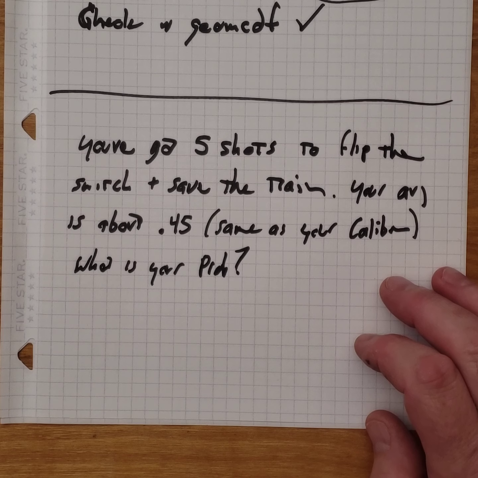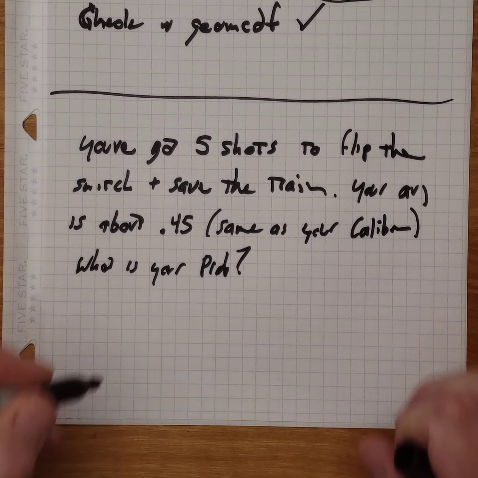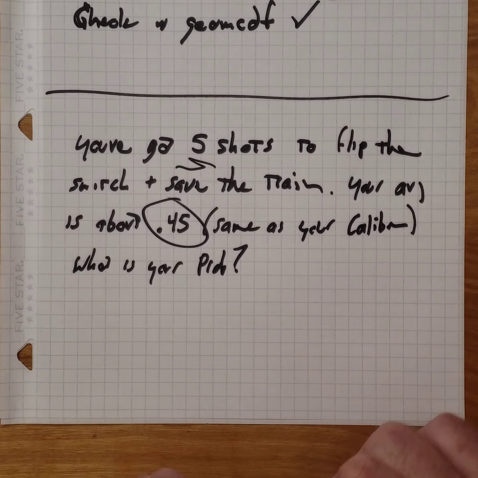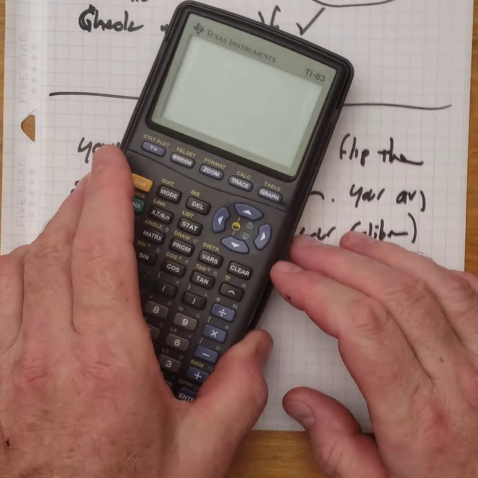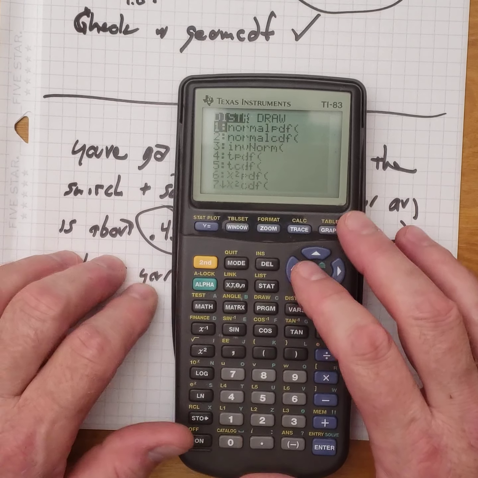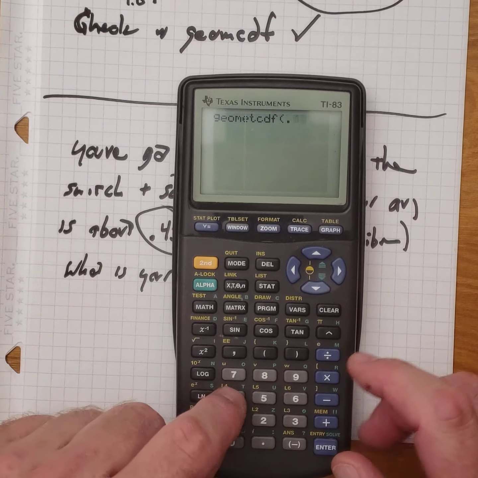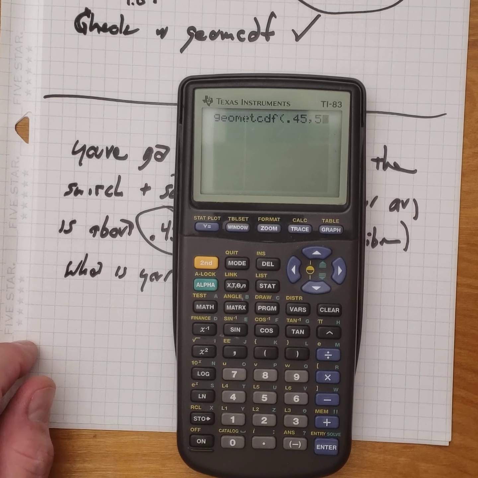And again, this is a cumulative distribution. We've got a probability, our P, of 0.45, and we want to know what the likelihood that we have a success within the first 5 shots is going to be. So almost the same as what we just did. Go to distribution, go to CDF, 0.45. What's the likelihood you're going to get it within 5 shots?